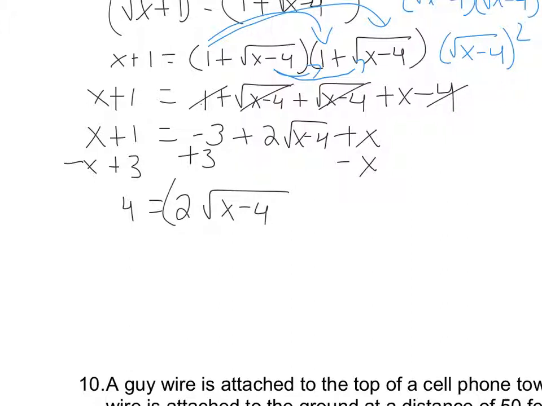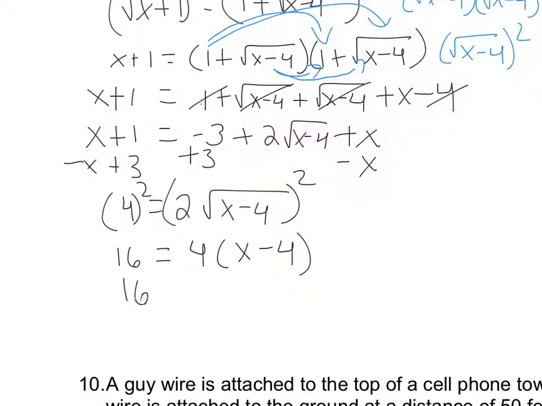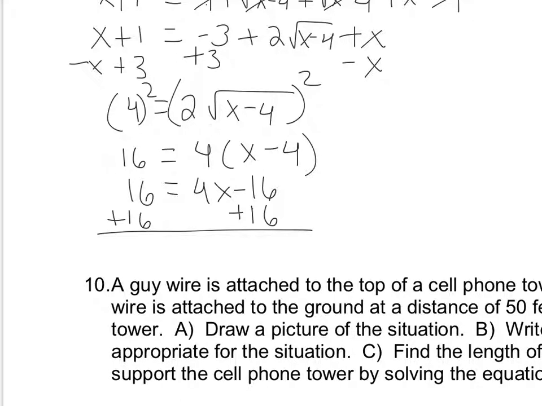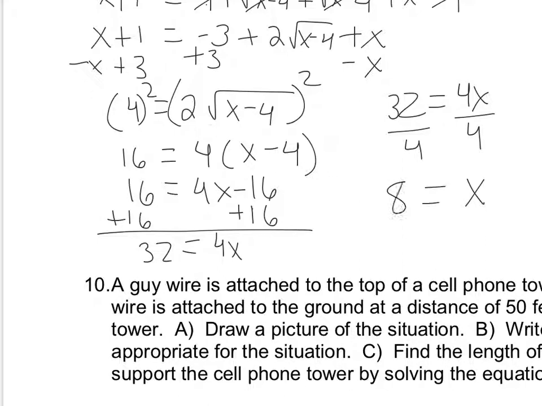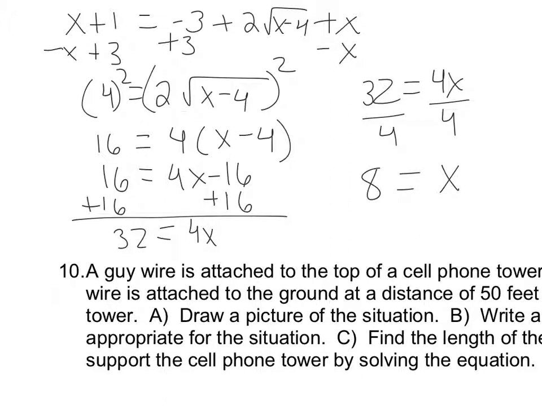But if you can't, you still square both sides now that the square root's by itself, and you'd get 16 equals 4 times the quantity x minus 4. So you get 16 equals 4x minus 16. Add the 16. You get 4x equals 32. Divide by 4. You get x equals 8. Don't forget to plug it back in and check. If you did plug it back in and check, it did work, so it is a solution.